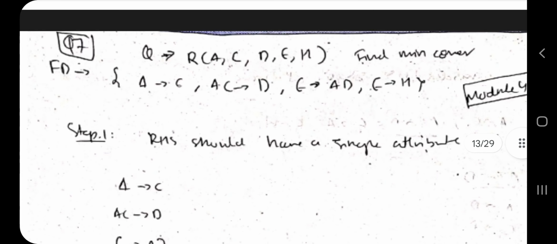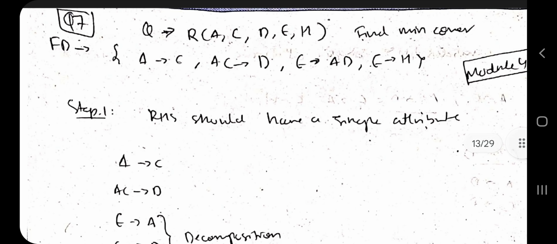You will understand closure in a separate question, which is I think question number 8. In the next question I will be discussing how to find the closure.